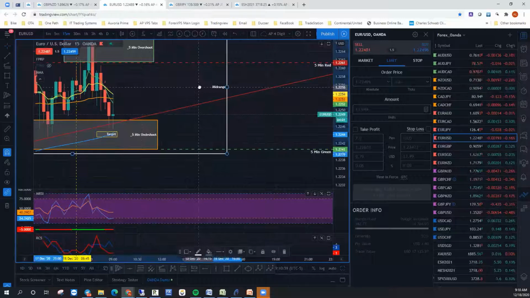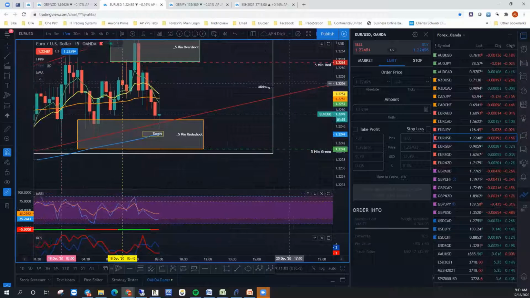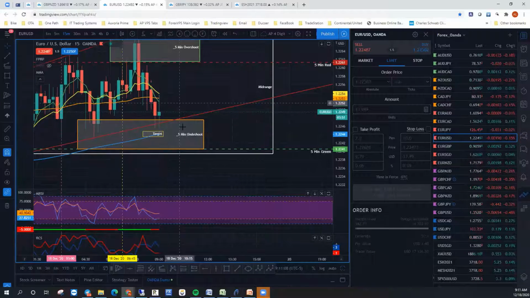This is sometimes where it's a little bit easier just being on the higher time frames. We actually have an engulfing candle. This red candle now has just been engulfed by this blue candle.